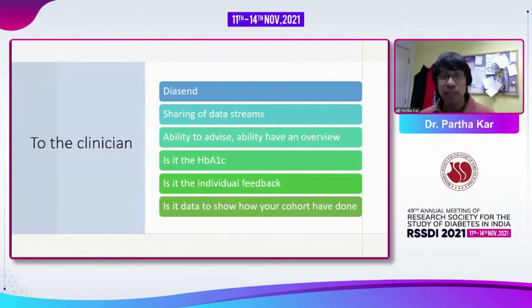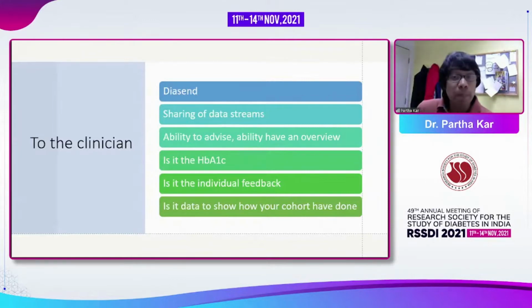HbA1c has traditionally been a very good marker for control trials, etc. The problem is, does it help the individual? And what about the outcomes? So for you as the clinician, the bigger question is, what outcomes make you go home feeling very proud of what you've done as a diabetologist? Is it the individual patient feedback? "Dr. Saab, you were amazing, and you've changed my life." Is that the most important outcome for you?